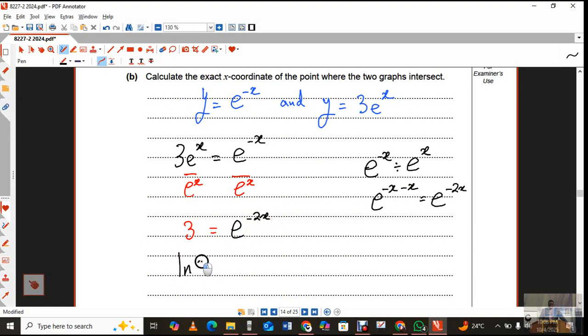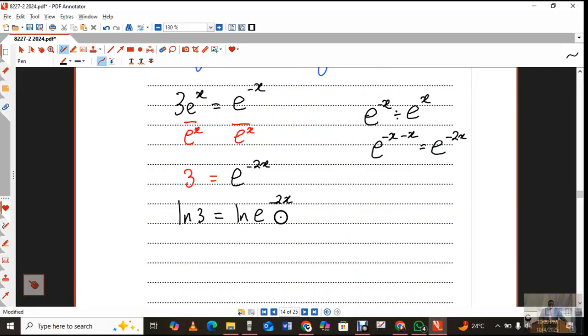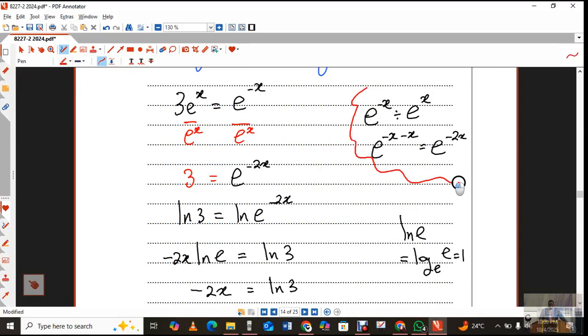Now, the next thing is to take the natural log of both sides, the natural log of e to the minus 2x. Then I use the power law. So it's negative 2x natural log of e is equal to the natural log of 3. The natural log of e is the same as log base e of e, which is 1, so this becomes only negative 2x, and then it's the natural log of 3. There are a lot of things you need to take note of so you do not make mistakes with them. These are just side workings.